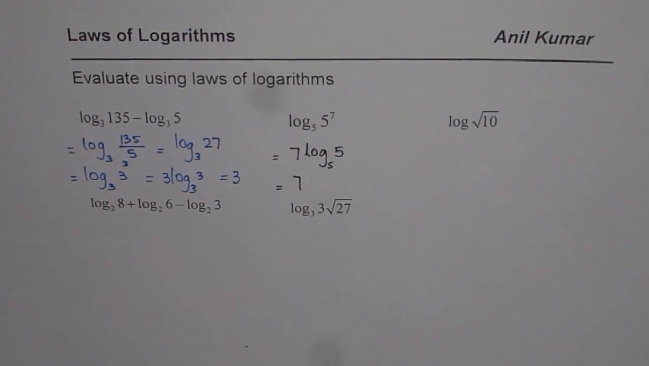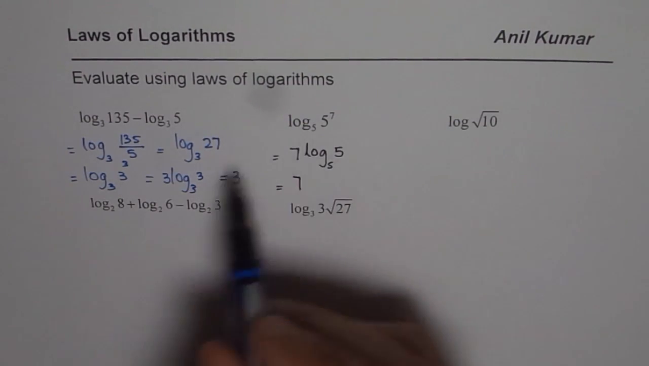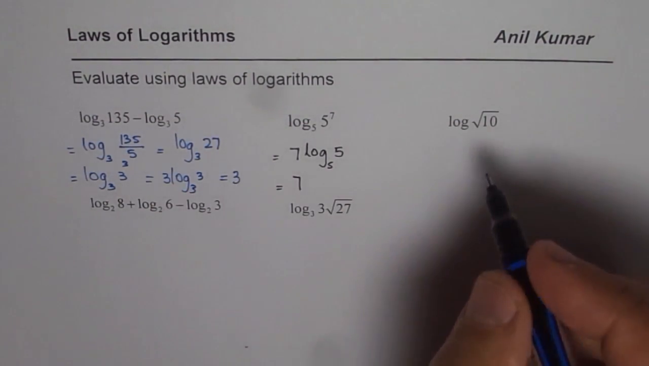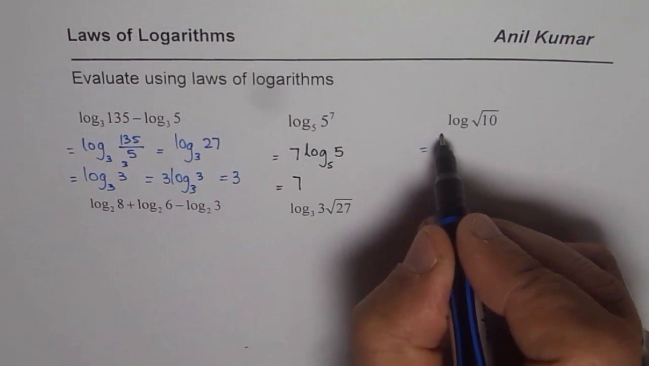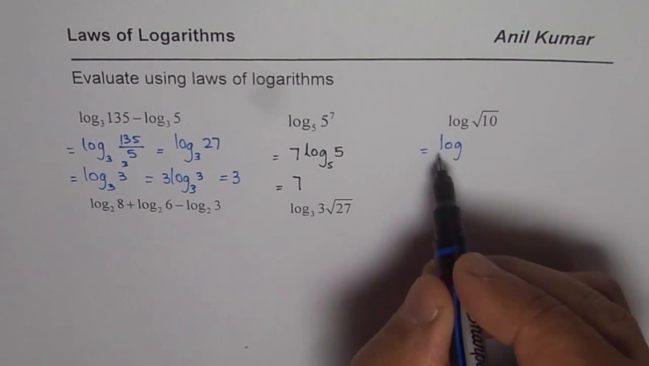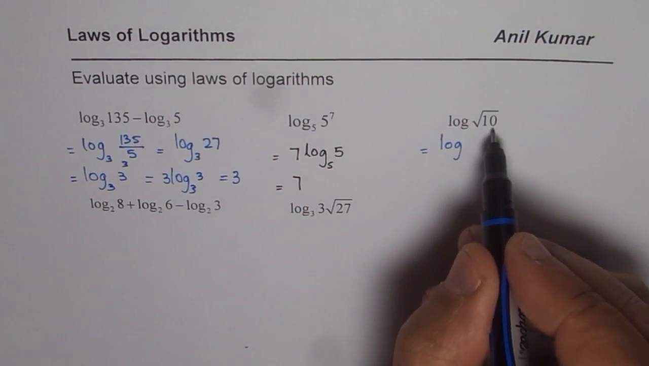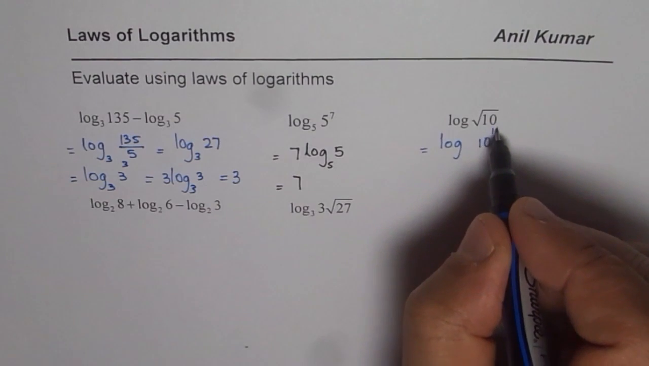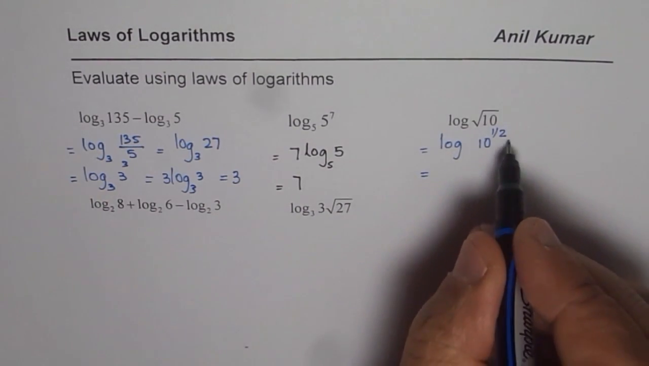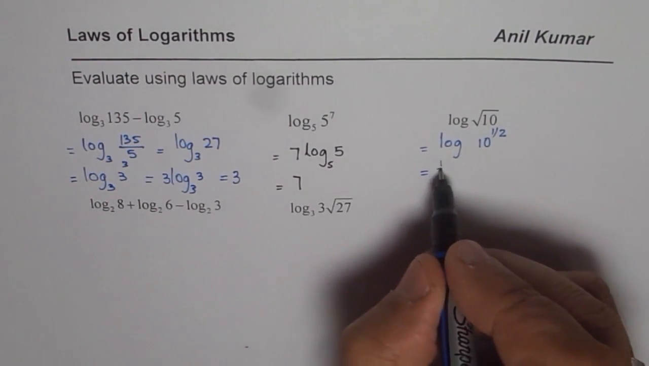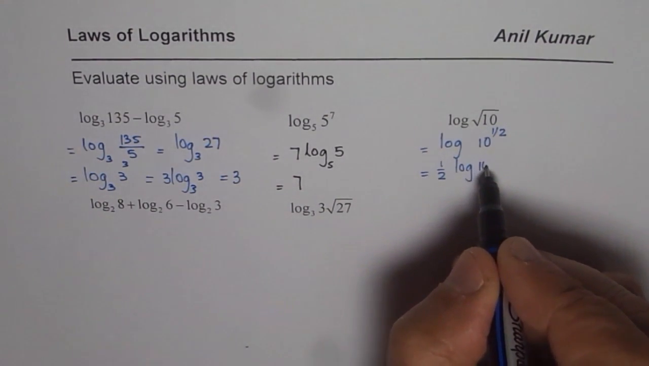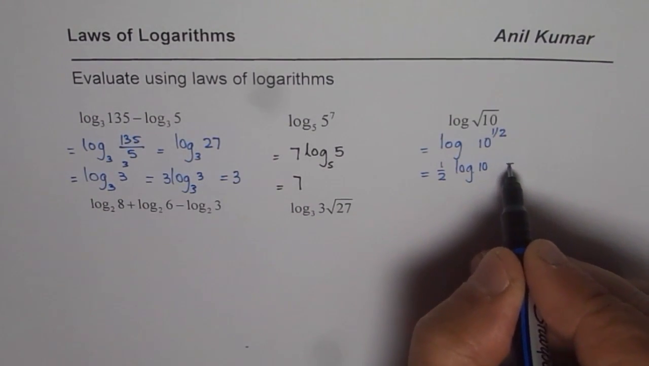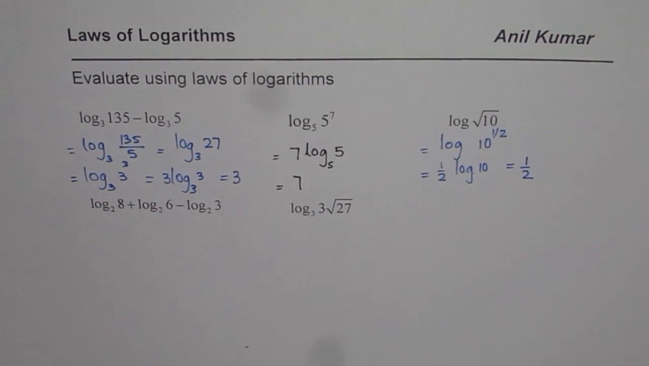Let's do the next one now. Now you see how the rules are similar, and similar rules are applied over and over again. Now this expression, when we don't write any base, that means the base is 10. So if you have log to the base 10 of the square root of 10, that means 10 to the power of half. Now using the power rule, which we applied here, we could write this as half log to the base 10 of 10, which is indeed 1. So this is equal to half, right?